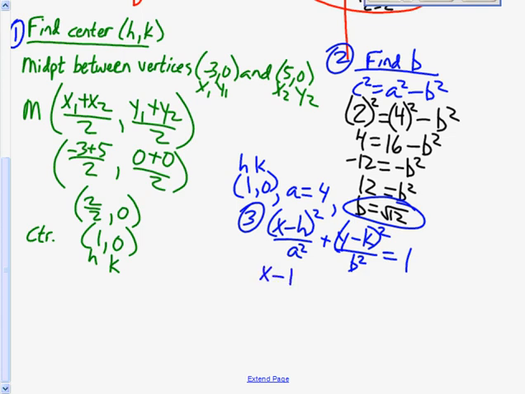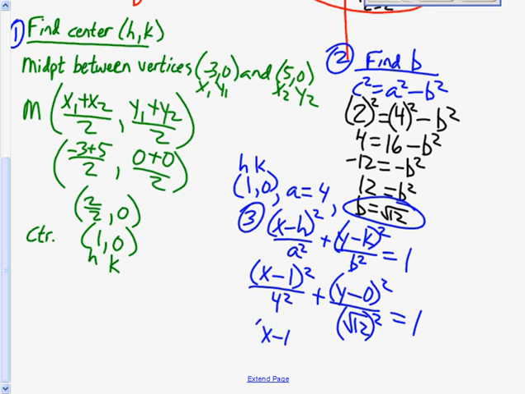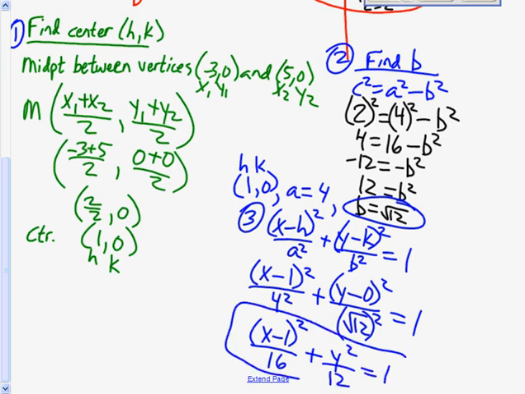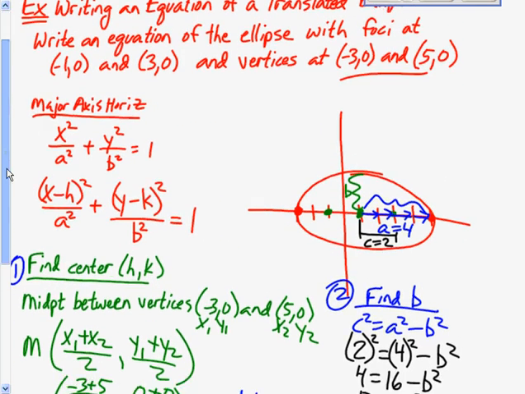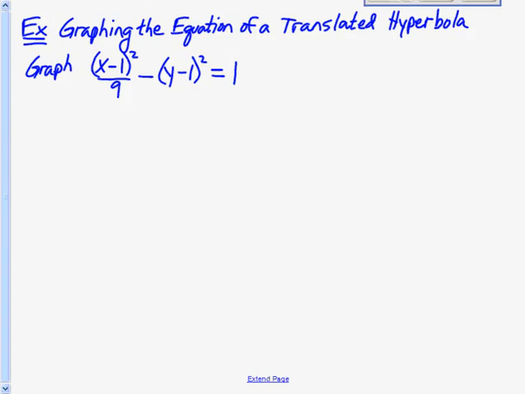x minus h is 1. a is 4, so we get 4 squared on the bottom there, so 16. y minus k, so y minus our k, which is 0. And our b was square root of 12, and of course square root of 12 is going to be squared. It's equal to 1. So we had (x − 1)² over 16 plus y² over 12 equals 1. There's our equation. So that's writing the equation of an ellipse with given foci and given vertices.